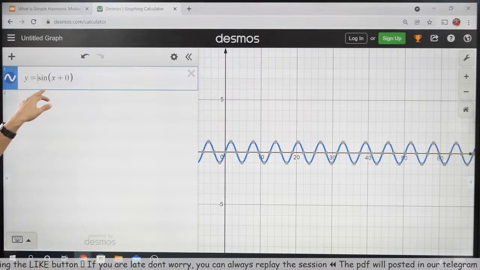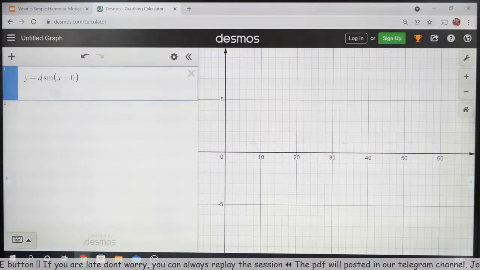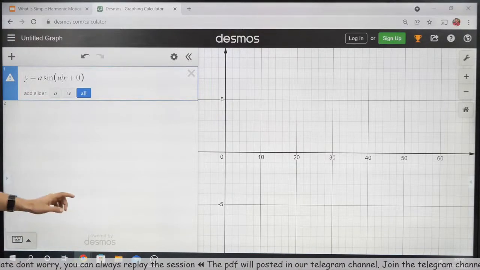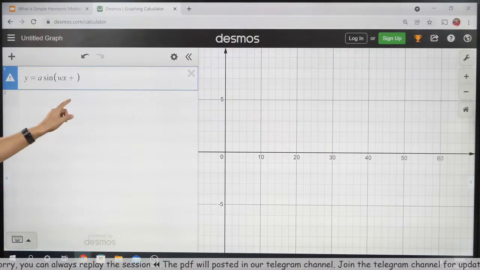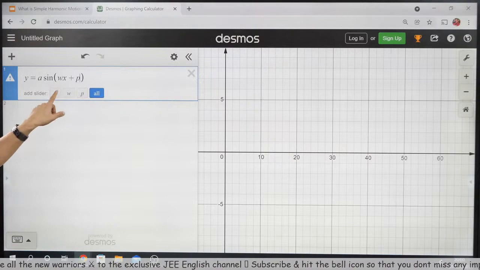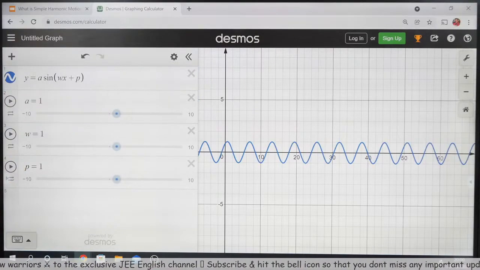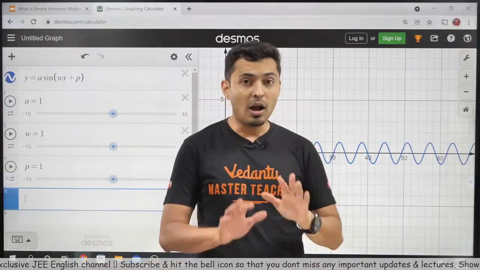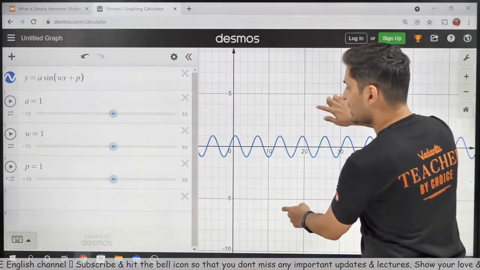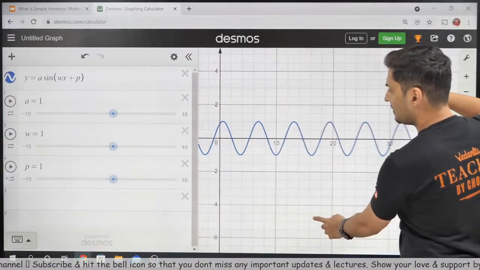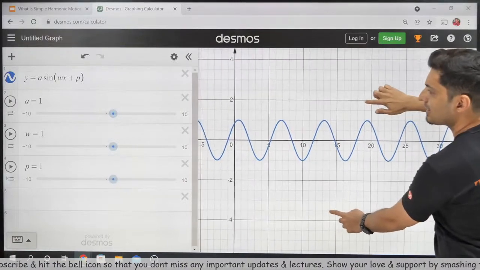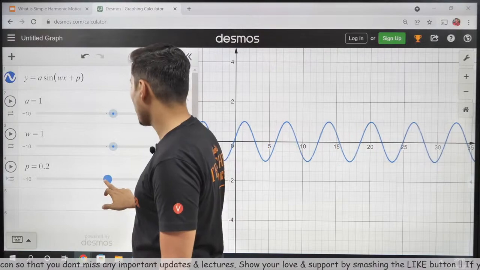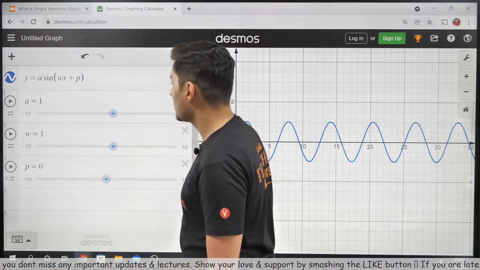Now let me put over here A, over here omega, and over here phi, I'll just put it as P. Add sliders for all. It's a very interesting thing that is going to happen. I want you to pay close attention to this. Look at this graph. Something's going to happen, and let's see what happens when you change each one of them. Okay, let's do this.